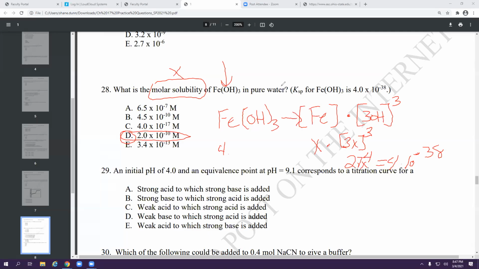Do it step by step. Always do it step by step for these equations. If you're not using a graphing calculator, do it step by step. Even if you are using a graphing calculator, probably do step by step. Recommended. Oh, I did not do it to the 38th. I just did it to the third. Yep. So the 38 power. 27. Very small Ksp value.